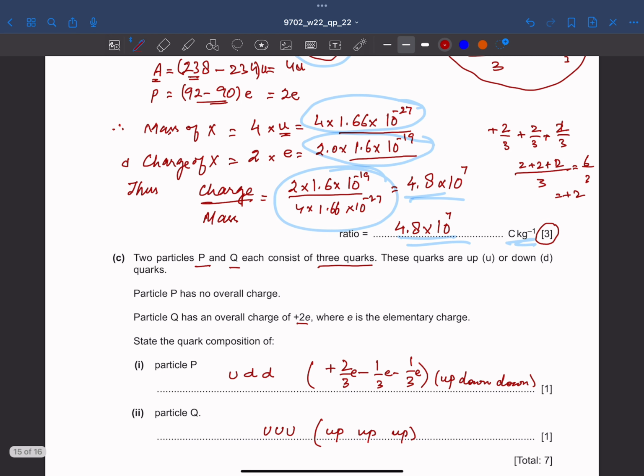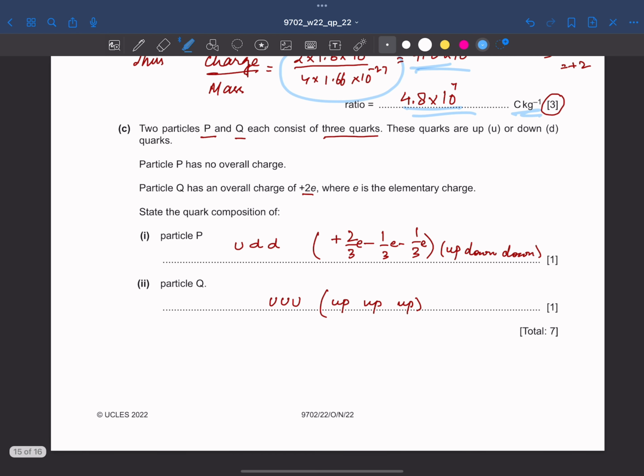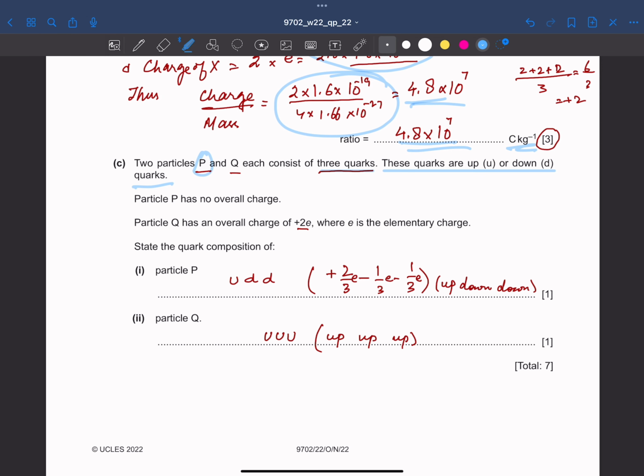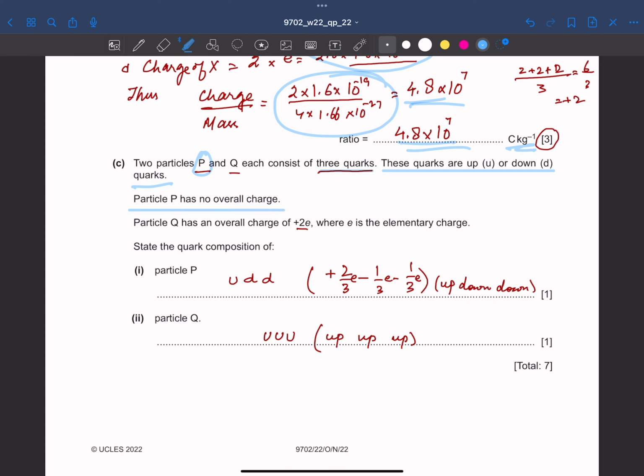Then in part C, the last part of the question, two particles P and Q each consist of 3 quarks. Again, you should know that we have small particles called quarks, and these quarks are up and down quarks. Particle P has no overall charge, particle Q has an overall charge of plus 2e, where e is the elementary charge, so be careful. State the quark composition of P and Q.